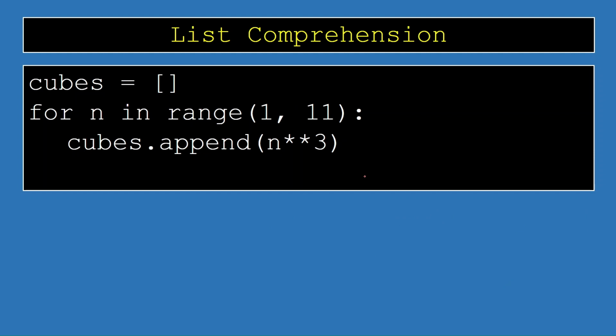Here, cubes is holding a blank list. The following for loop iterates 10 times. Initially n is 1, it increments by 1 and goes up to 10. In each iteration, the cube of n is appended to the list, cubes.